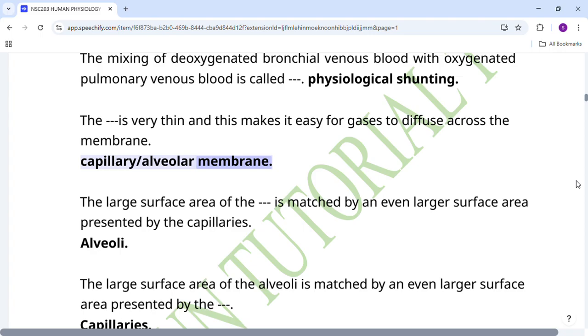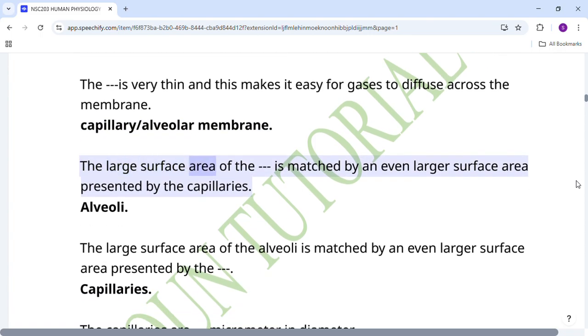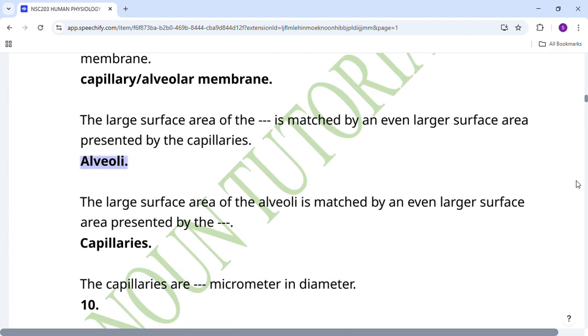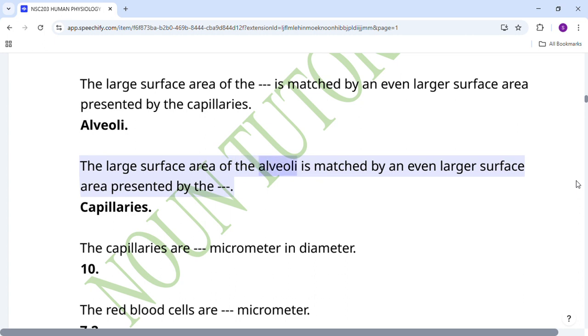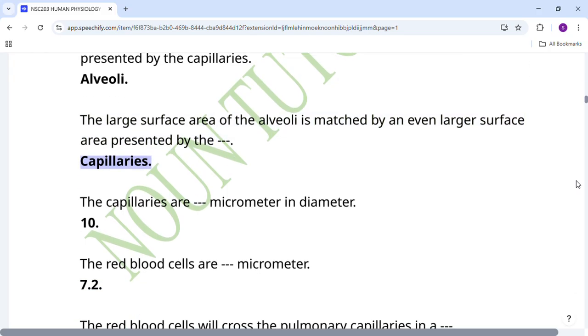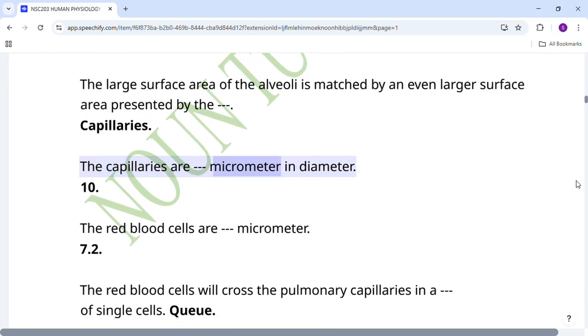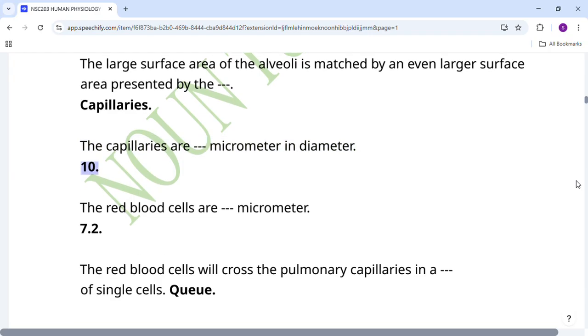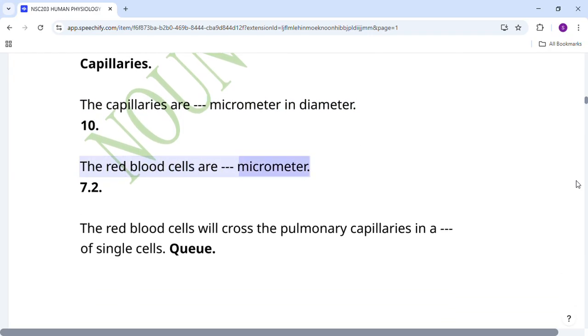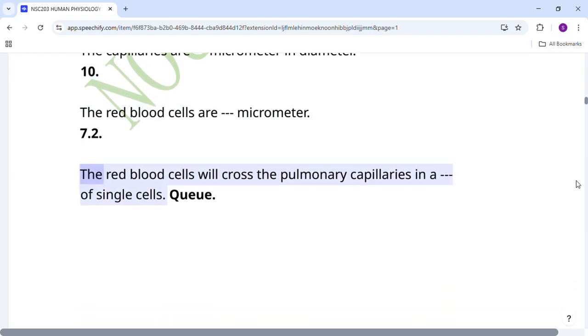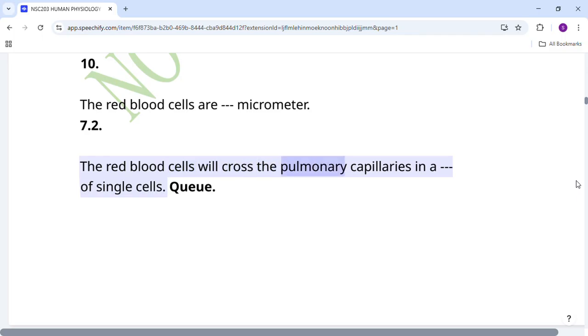The large surface area of the alveoli is matched by an even larger surface area presented by the capillaries. The capillaries are 10 micrometers in diameter. The red blood cells are 7.2 micrometers. The red blood cells will cross the pulmonary capillaries in a single file.